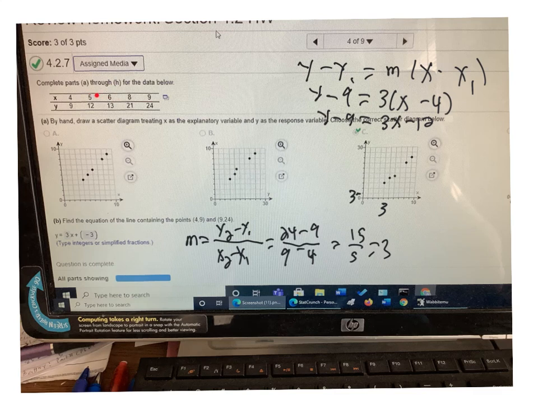So I saw your question. I only see A and B parts here. I'm not sure if you're having trouble with the other parts, but you're given these sets of ordered pairs here, and you want to sketch those, do a scatter diagram: 4, 9, 5, 12, etc.